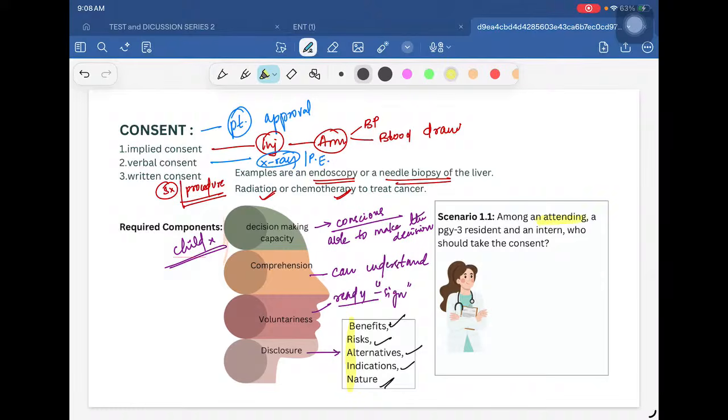Among an attending, a PGY3 resident, and an intern, which is a PGY1, who should take the consent from the patient? Think about it for a moment and let me know in the chat box.